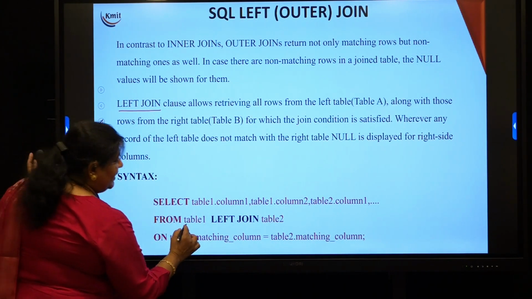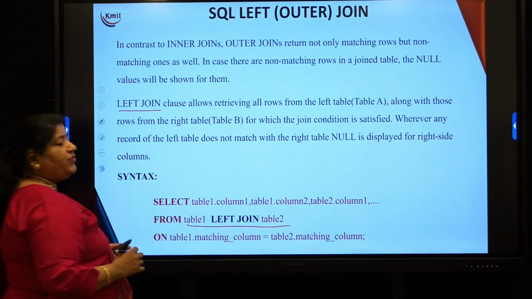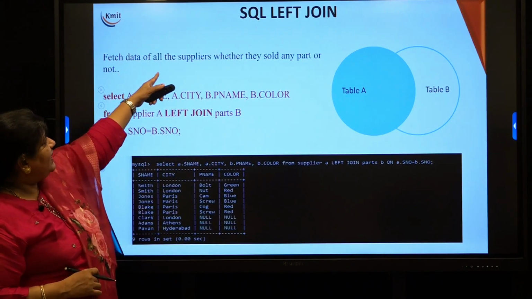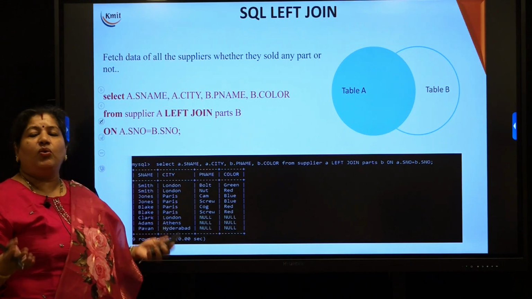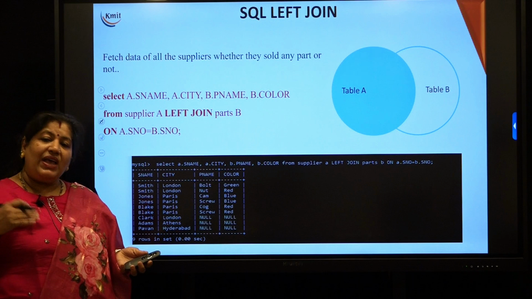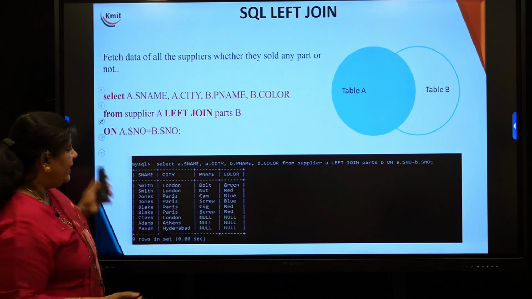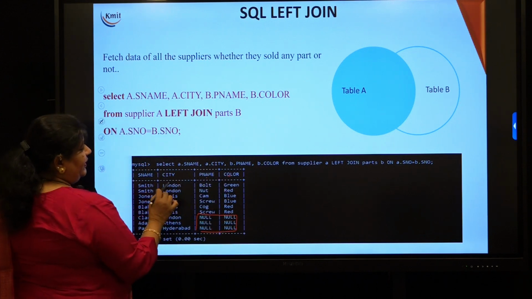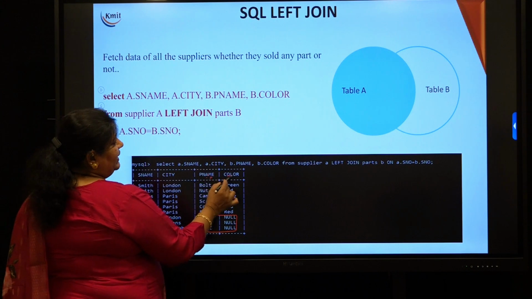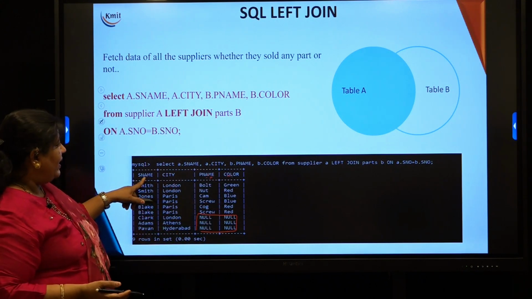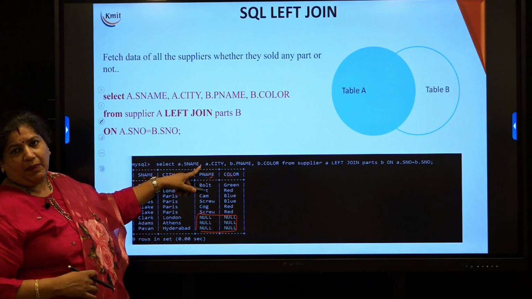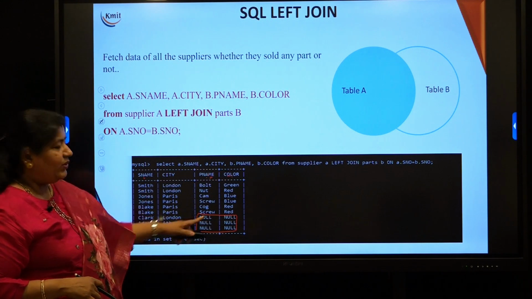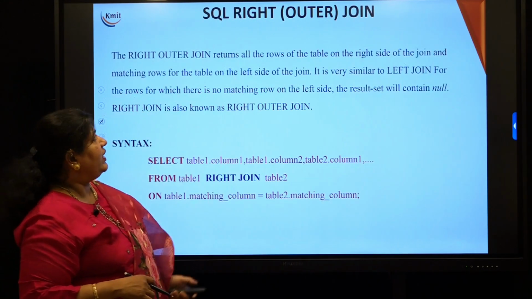So here the syntax would be from table 1 left join table 2. The condition is the same. Let's fetch the data of all the suppliers whether they sold any part or not. If they have sold, fine, if they have not sold, also fine. But the thing is that I will get these null values. I am getting values from both the tables. Here city, part name and color are from your parts table, whereas S name is from your supplier table. All those values where no matching values exist will also be extracted, all the values from the left table.